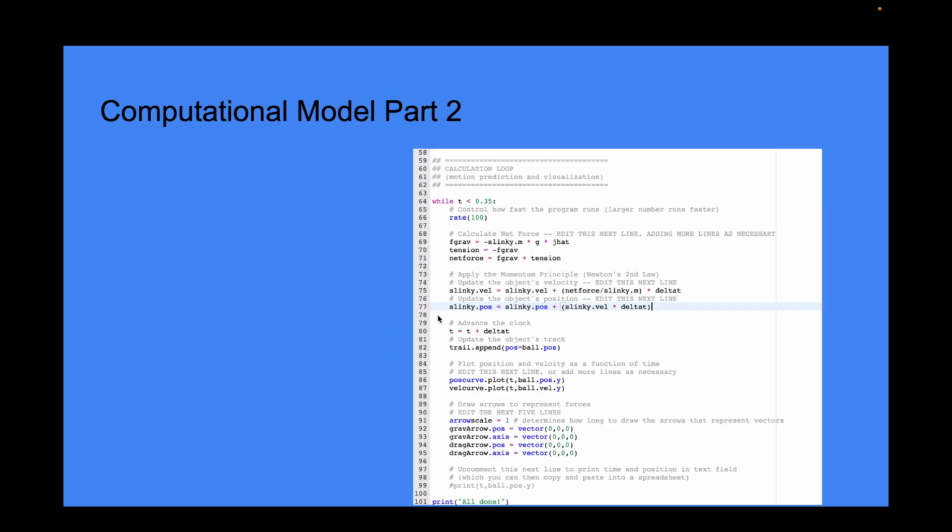Here is part 2, for the first part of the Slinky as it compresses. Here I set the force of gravity, the tension force, which is equal to the force of gravity and opposite, and the net force. Then I did the velocity and position update to update the Slinky.